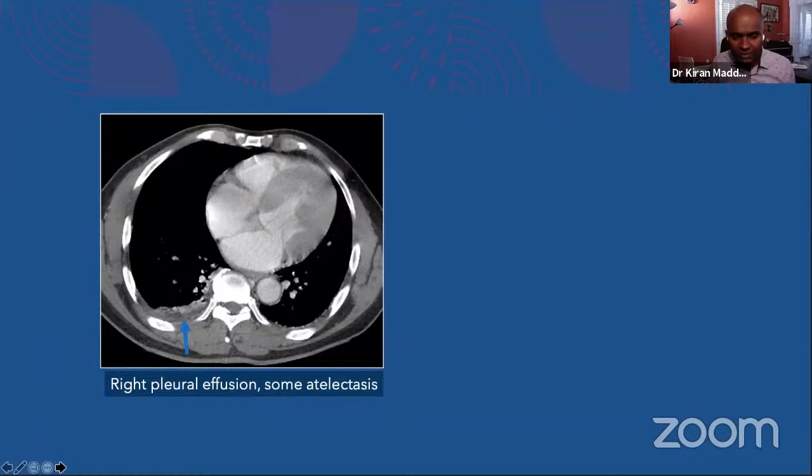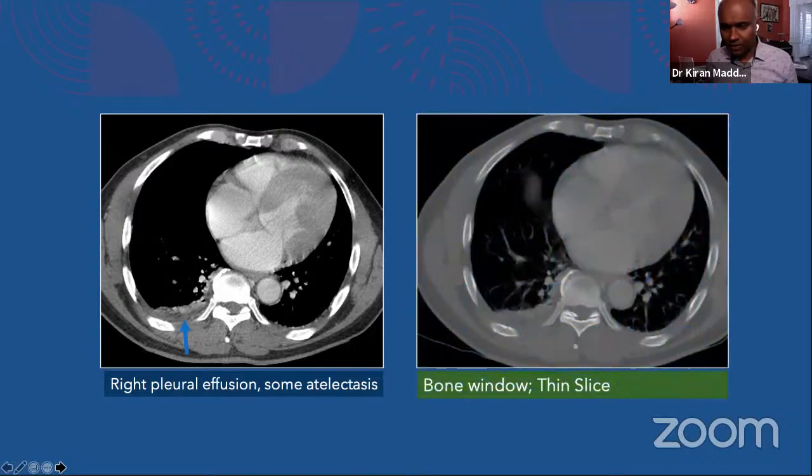So, moving on. Here you notice a small pleural effusion, some atelectasis. You don't see anything else. But if I show you a bone window thin slice, is anybody able to pick up anything on the bone window? We are looking at the bones.